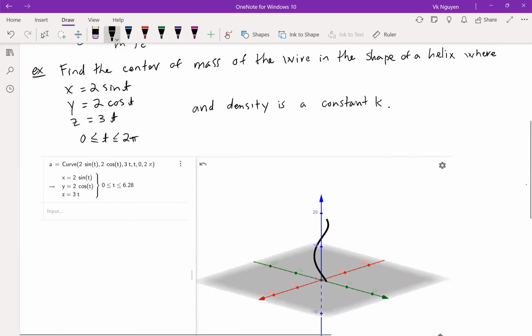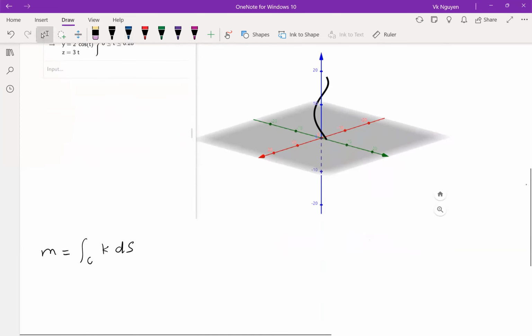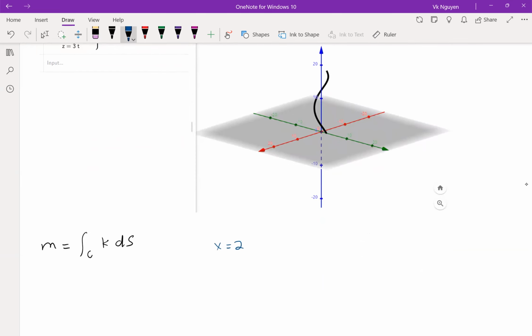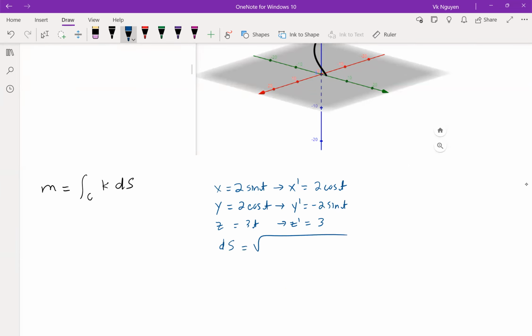So the ds here, you have to work out the ds here, guys. x is 2 sine t, x prime is 2 cosine t, y is 2 cosine t, y prime is negative 2 sine t, z is 3t, z prime is 3, and then the ds is going to be the square root of x prime squared plus y prime squared plus z prime squared dt.